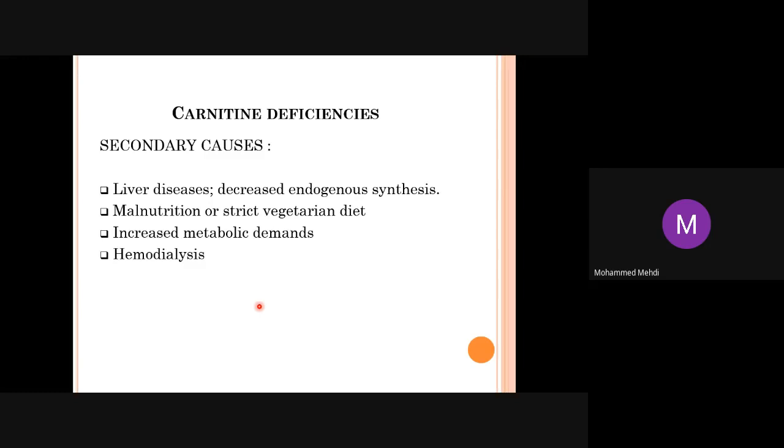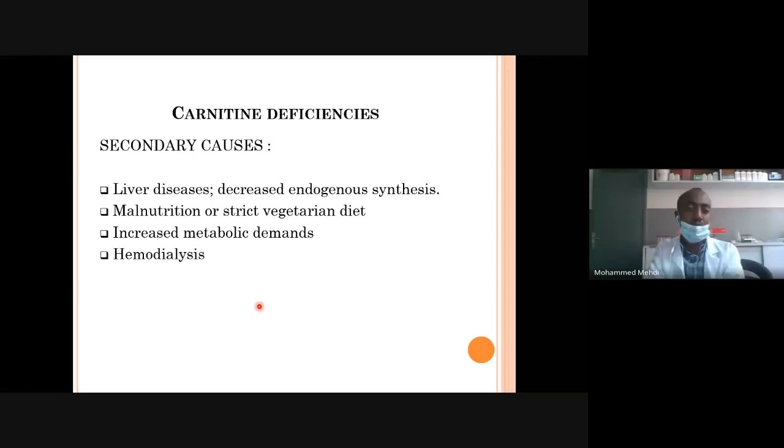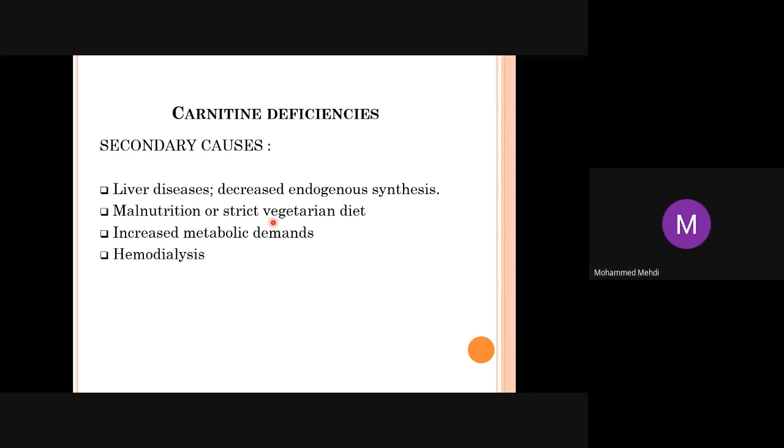Secondary causes: liver disease, because it is the organ where carnitine is synthesized. Malnutrition, whenever there is a strict vegetarian diet. The dietary source of carnitine is meat, so if you are a strict vegetarian, we are not able to get carnitine from the diet. Increased metabolic demand: in that case, the available carnitine will not be sufficient to transport fatty acid into the matrix. Hemodialysis will remove carnitine as a result of the dialysis process.